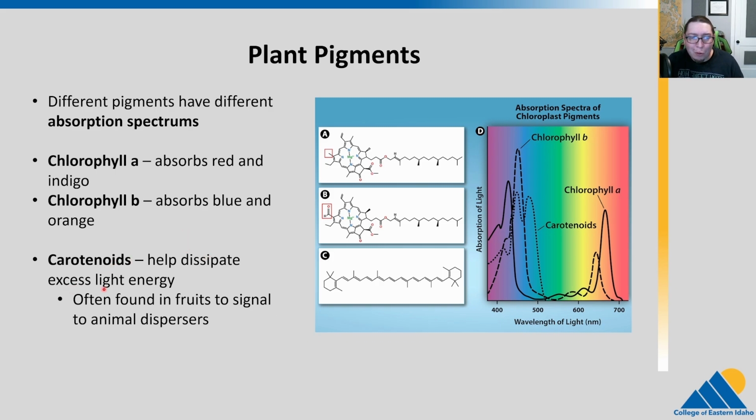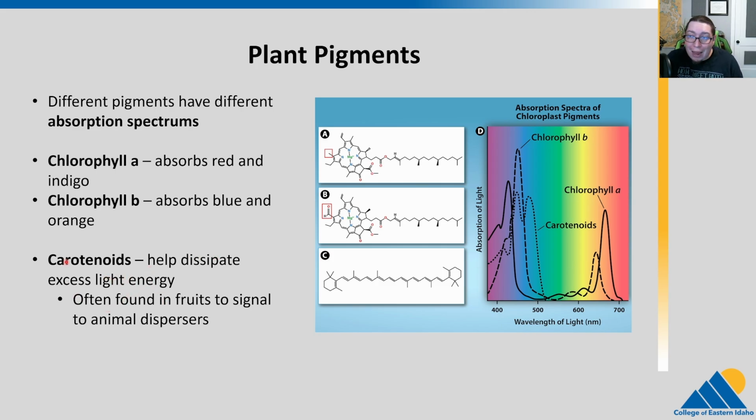And then there's this pigment called carotenoids. Their purpose is different. This is to absorb sunlight energy. But as we said, there's a lot of extra energy in light. There's a lot of light energy that we don't need for this. So carotenoids can help dissipate excess light energy.